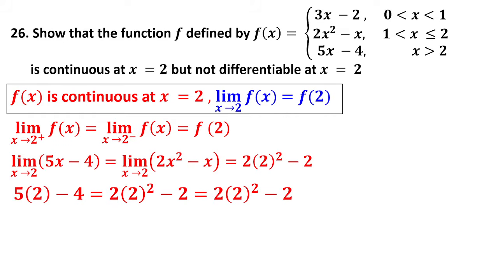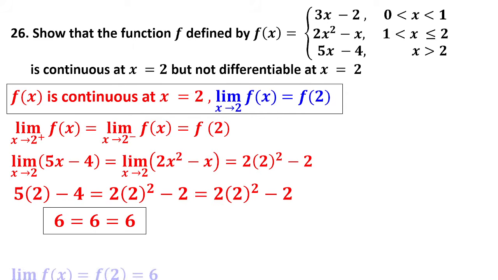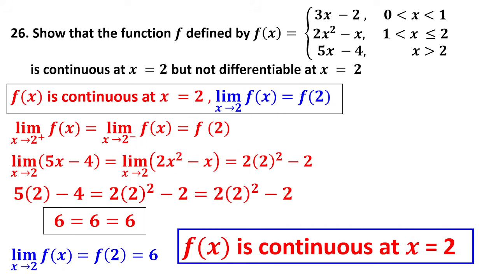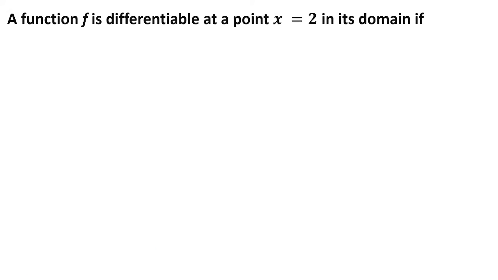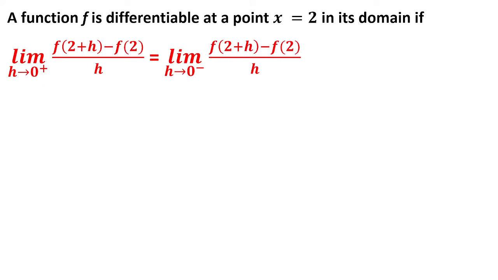Now we are directly substituting x is equal to 2. We are getting 6 is equal to 6 is equal to 6. Therefore, it is continuous. Won't be an issue. Let us go to the differentiability. The right limit should be equal to the left limit. f of 2 plus h minus f of 2 by h, in both cases.